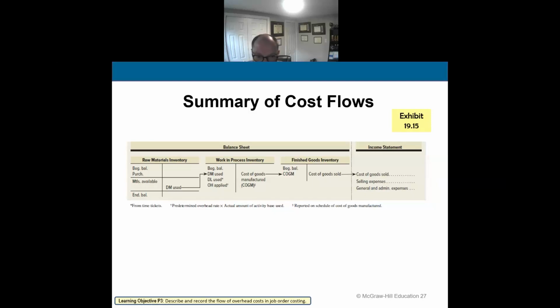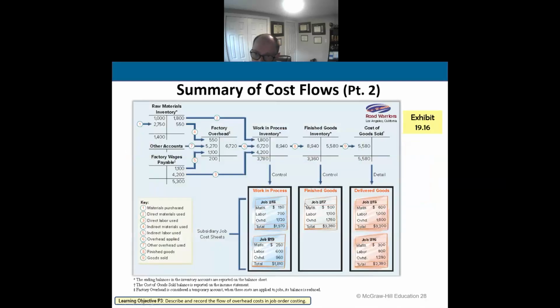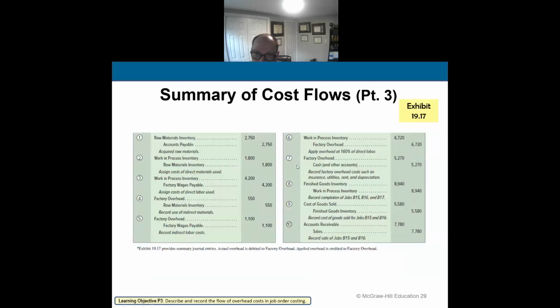And this graphic representation shows us the flow from raw materials to work in process to finished goods for cost of goods sold. So the physical flow, the workflow, as they say. Raw materials to factory overhead to work in process to finished goods inventory to ultimately cost of goods sold. It's just a physical cost flow. And this is a summary of all of the journal entries that make up that cost flow.